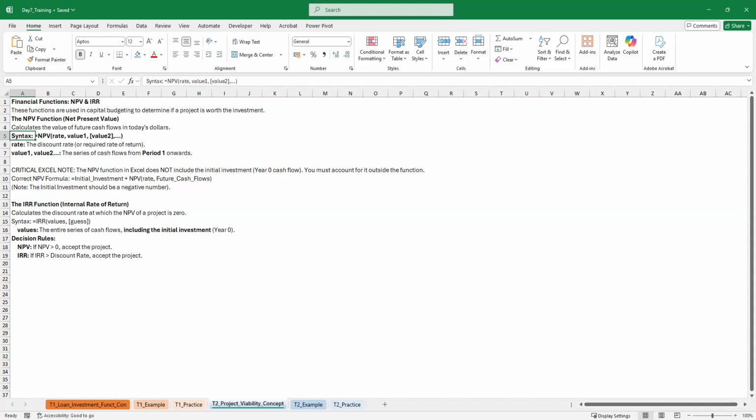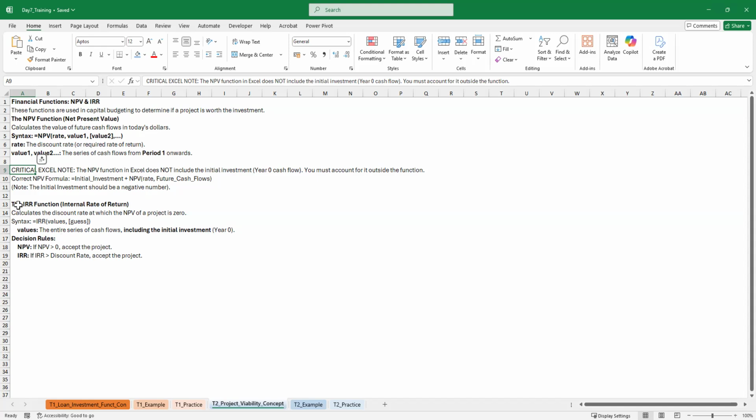This is the critical note which you have to keep in mind: the NPV function in Excel does not include the initial investment, which is for year zero of the cash flow. So you must account for it from outside the function. The correct formula is initial investment plus NPV, followed by the entire formula. The initial investment should be a negative number. This is something we'll see in the example.